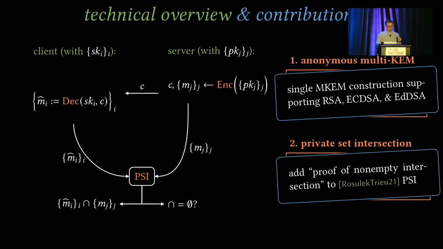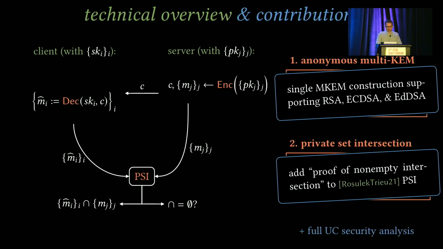The leading private set intersection protocol for sets of small sizes like this is one from last year from myself and Ni Trieu. And we had to extend that protocol to support this proof of non-empty intersection. So we needed this feature where the client can prove to the server that the intersection was non-empty. That's not something that I'd seen before in PSI protocols, so we show how to do that.